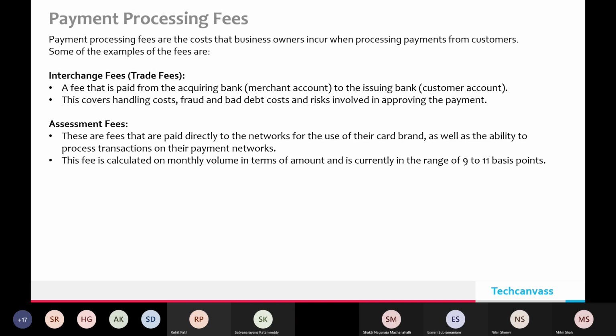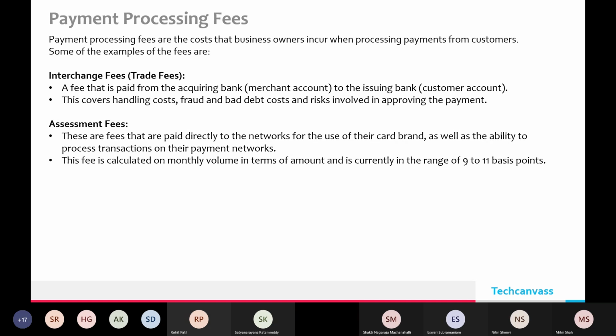And then assessment fees. These are fees paid directly to the networks for the use of their card brand, as well as the ability to process transactions on their payment networks. This fee is calculated on monthly volume in terms of the amount and is currently in the range of 9 to 11 basis points. So this assessment fee is paid to the card networks, and it is around 9 to 11 basis points of the overall transaction amount.